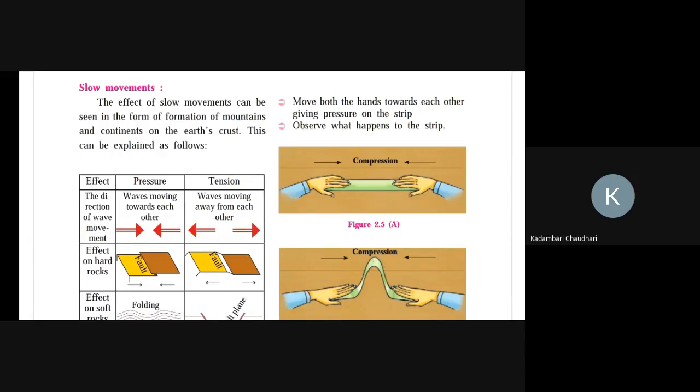Okay, so these are the continents. So why these are continents? Because they are present above the sea level.